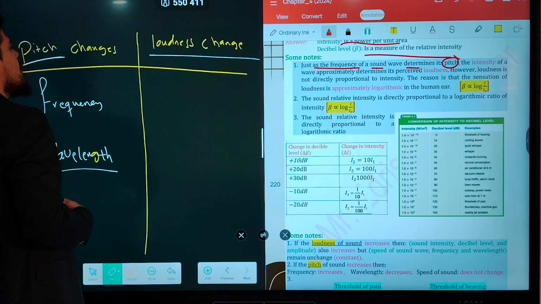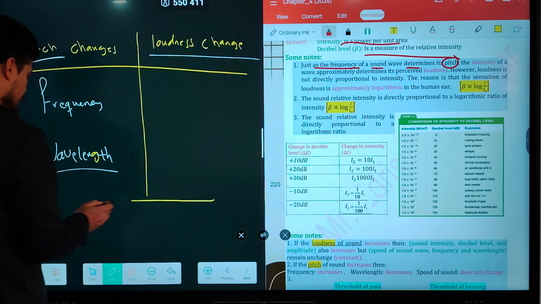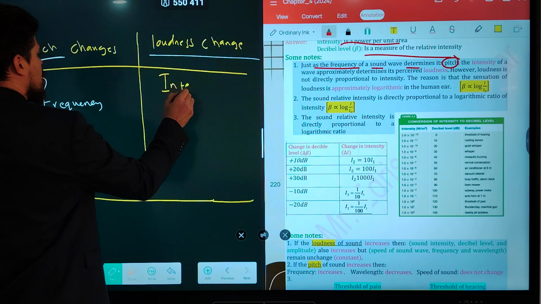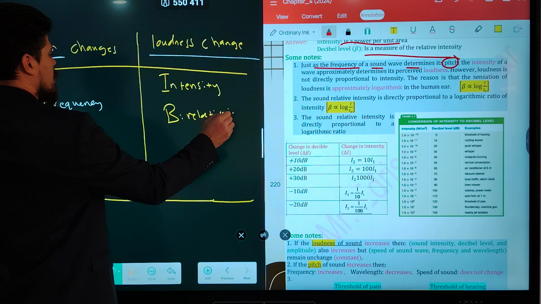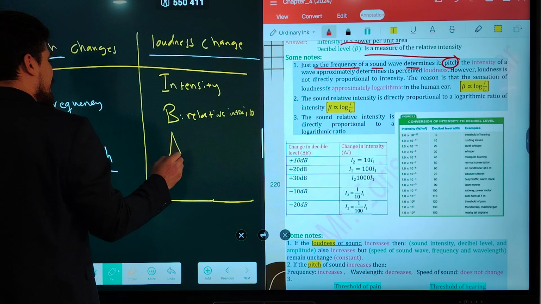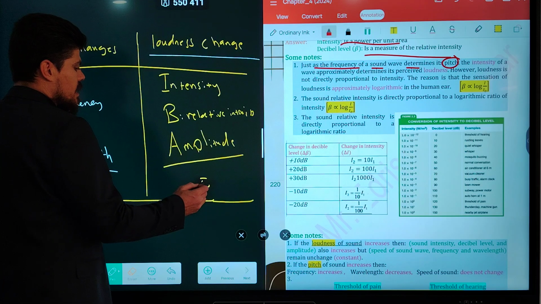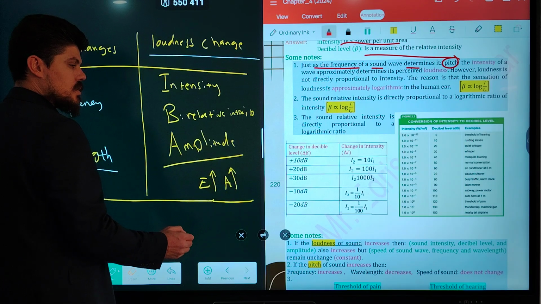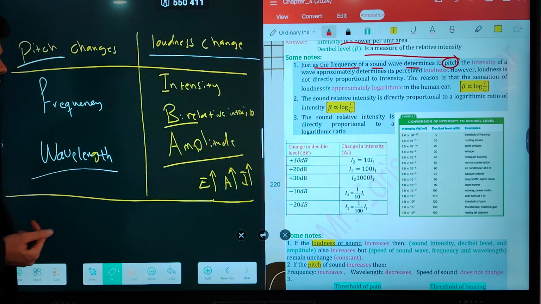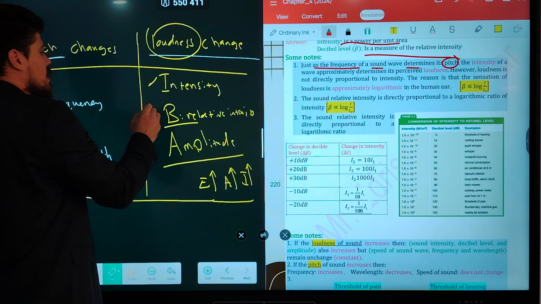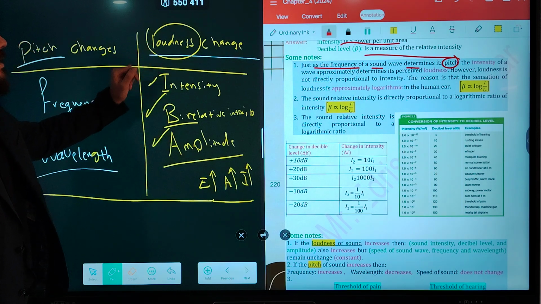But by changing the loudness, when the sound gets louder, which of the following changes? Intensity changes. Relative intensity changes also. And amplitude also changes. Why? Because when the emitted energy gets more, the amplitude changes. When amplitude gets higher, intensity gets higher. When amplitude gets more, the relative intensity also gets higher. So by changing loudness, intensity, decibel level, and amplitude all change.